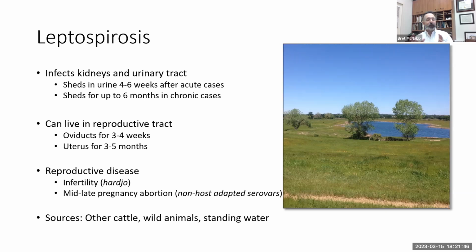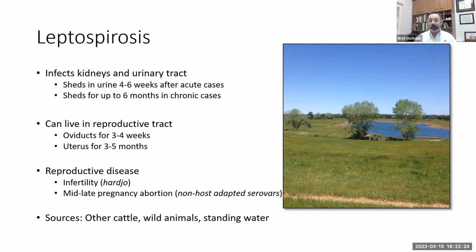In the cases where it's living in for a few weeks, this might be causing some infertility issues. So whether the cow does not conceive or conceives and has an early embryonic loss because of local inflammation, it's really hard to say. But we can also see more significant impacts on pregnant cows where we're having mid to late pregnancy abortions. And again, sources are other cattle, wildlife, and standing water that might just be a nice pooling area for lepto to be.